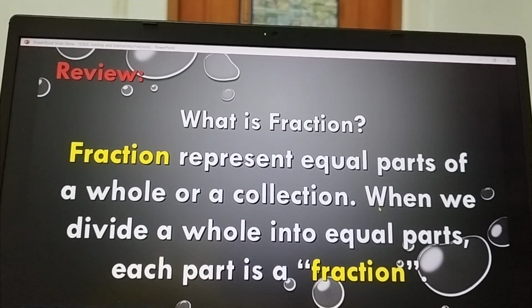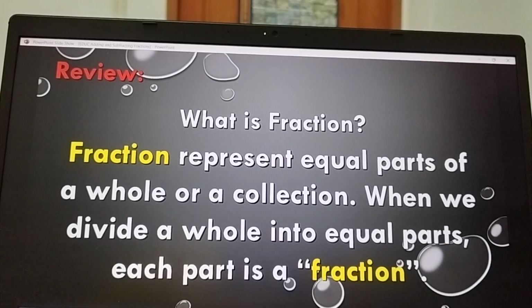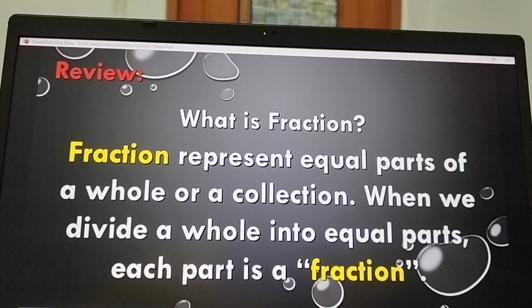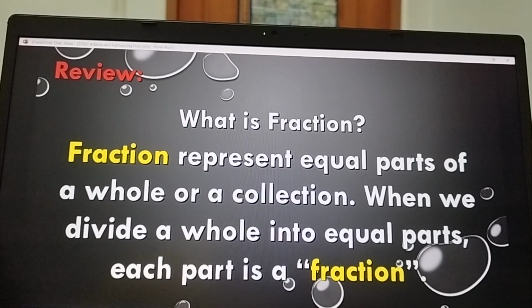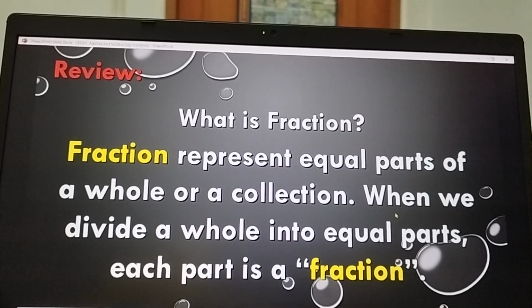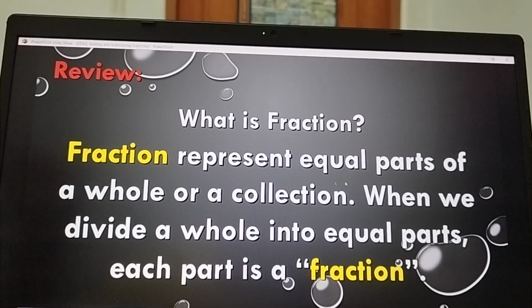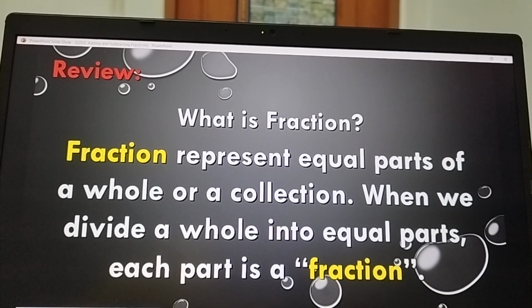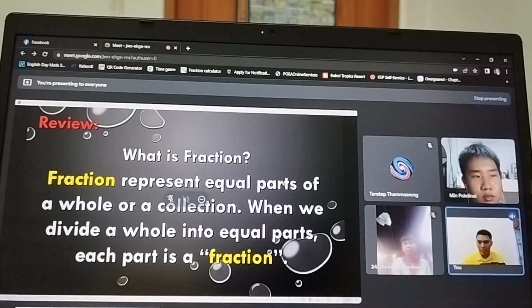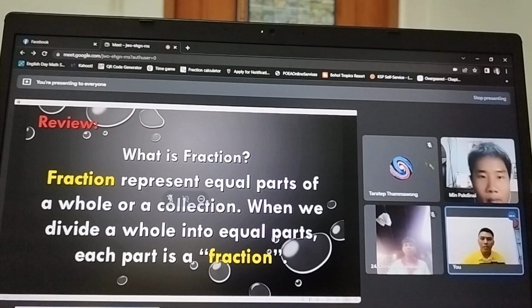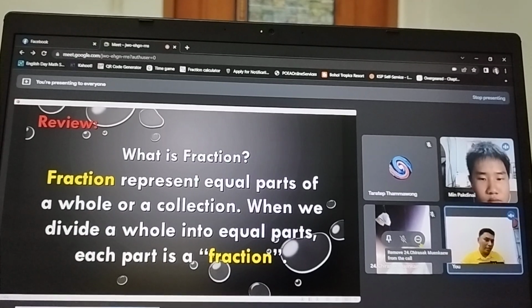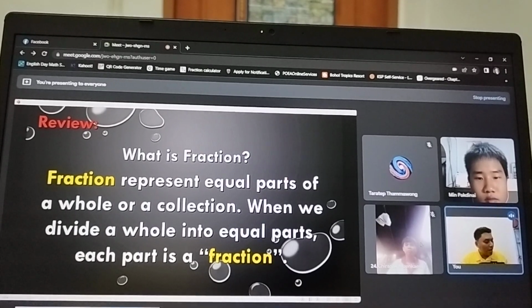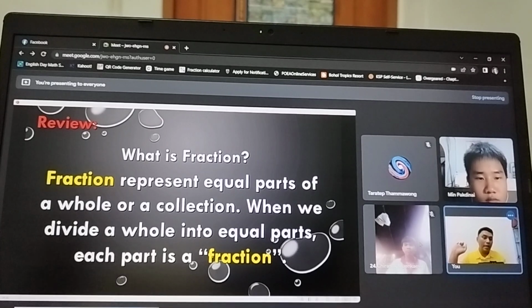So what is a fraction? Like Pakdinay said, fraction represents equal parts of a whole or a collection. A collection meaning more than one part. When we divide a whole into equal parts, each part is a fraction. So again, fraction represents equal parts of a whole or a collection. So meaning, basically, fraction is less than 1.